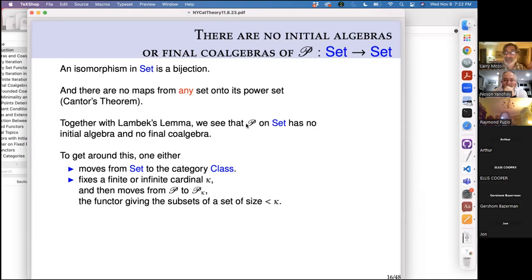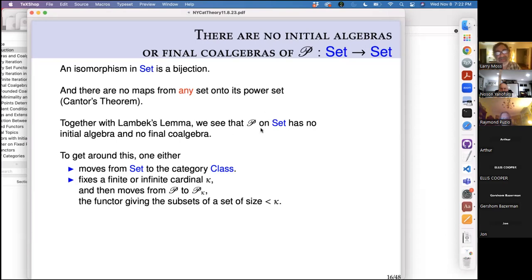Let me make sure everybody gets this. The power set functor on Set has no fixed points, because no set is isomorphic to its power set. In fact, no set can be mapped onto its power set by Cantor's theorem, and Lambek showed us that the structure of any initial algebra is a categorical isomorphism. In Set, that means it's a bijection. So this functor can't have any initial algebra and it can't have any final coalgebra. That's a negative result, and that's part of what this talk is about too.